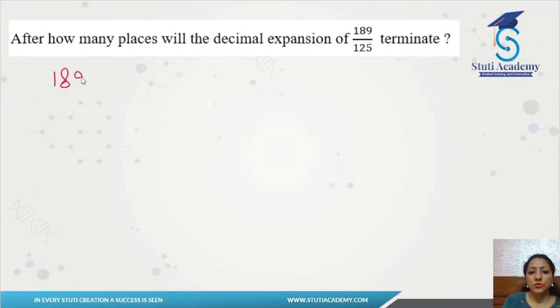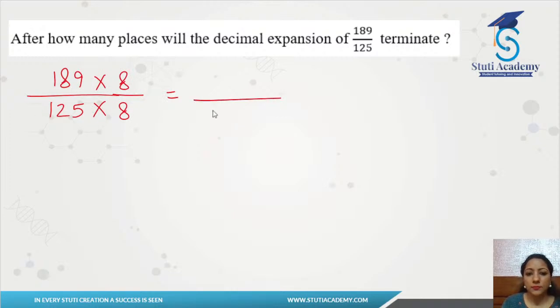So what I'm going to do, I'm going to multiply both numerator and denominator by 8. So what is the reason behind multiplying it by 8? I want to make this 1000. So if I'm multiplying this by 8, I need to multiply this also by 8. I cannot multiply it by some other number, or I cannot just leave it as it is. I hope you remember this. You've done this in grade 6 also.